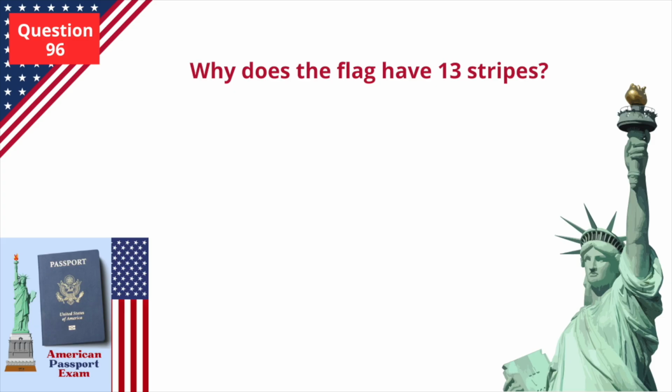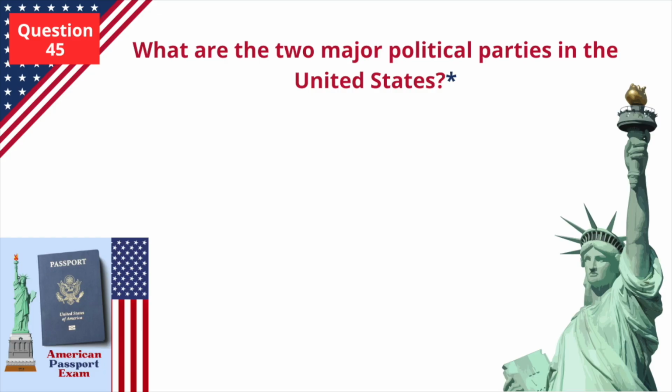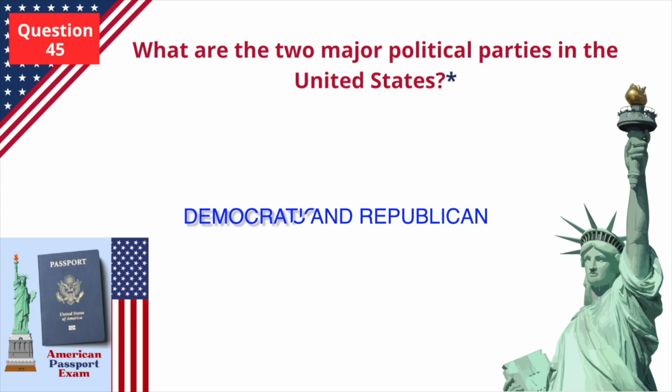Why does the flag have 13 stripes? Because there were 13 original colonies. What are the two major political parties in the United States? Democratic and Republican.